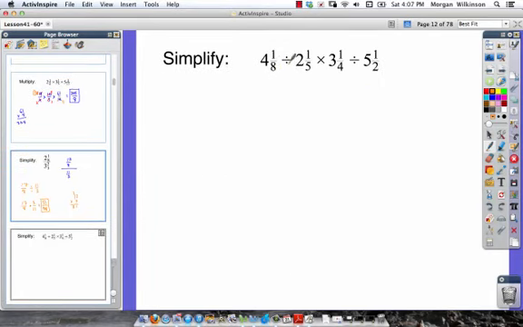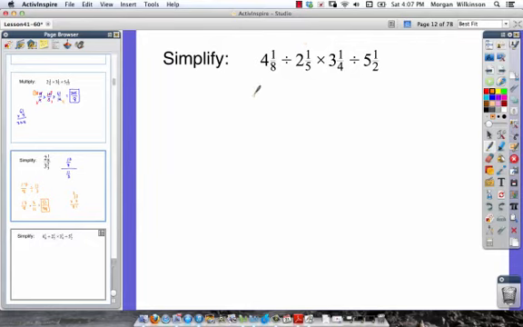4 1/8 divided by 2 1/5 times 3 1/4 divided by 5 1/2. We know when there's both division and multiplication in the same problem, they're equal in order of importance since they're opposites. We're going to work from left to right. So we'll start with the division first, then we'll do multiplication, then we'll finish up with division.